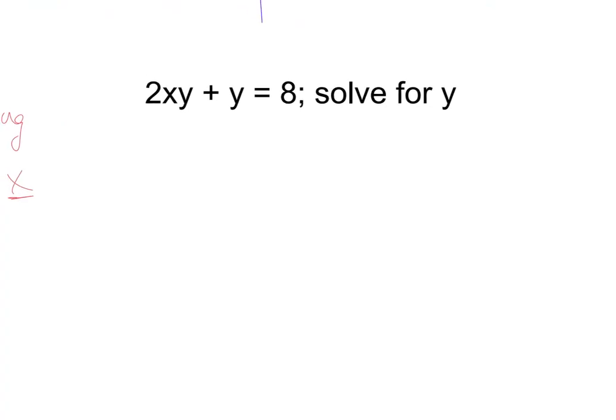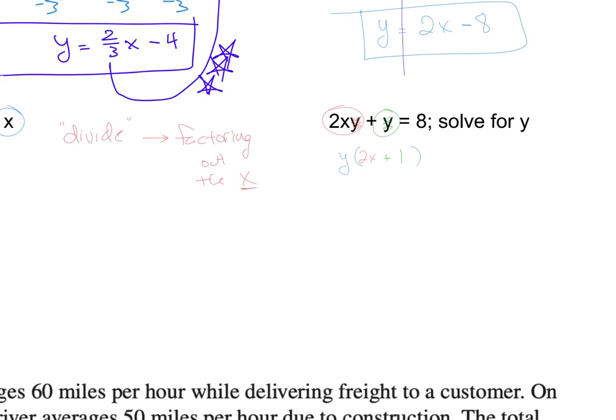Next, let's solve this for y. And you might think, well, this looks a lot different than the other one. The other one had like a 5y. This one just has 1y. So what I'm going to do is I'm going to factor out a y. So what is left behind when I factor a y out of this? 2x. And what's left when I factor out a y from this? 1. Remember, it's dividing and factoring.